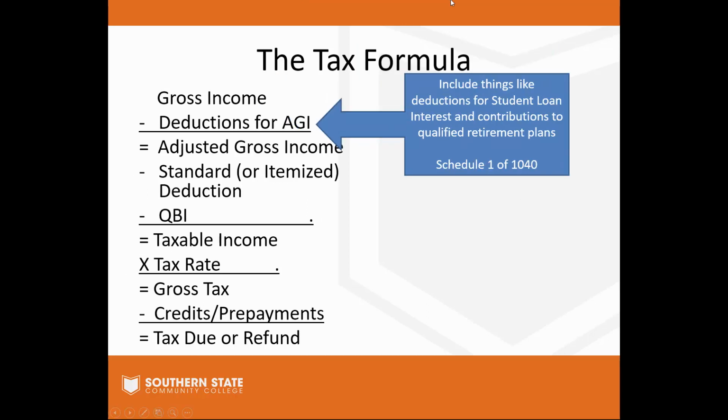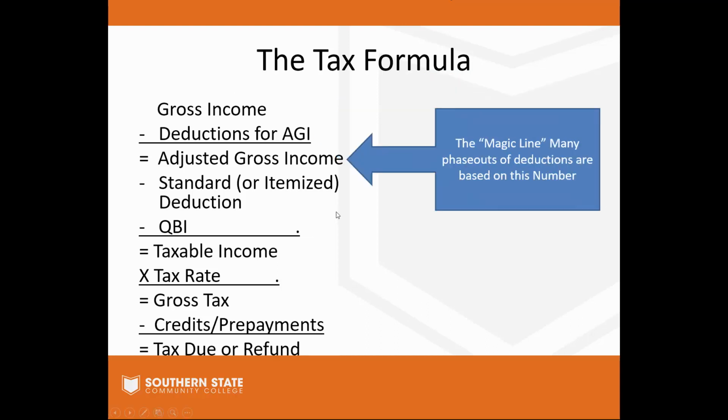The deductions for adjusted gross income include things like student loan interest, contributions to qualified retirement plans if you're eligible to take that deduction. And what that does is it kind of lowers the taxable income that you have. That gives us AGI. Adjusted gross income is often called the magic line because a lot of the phase outs that we'll talk about when we get to medical expenses and charitable contributions are based off of that AGI number. So it's a very important number, and that's why we kind of have that subtotal right there.